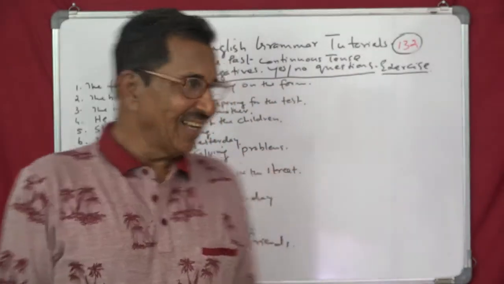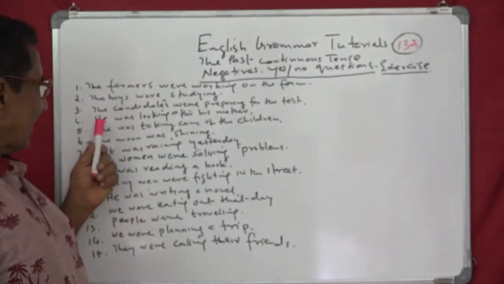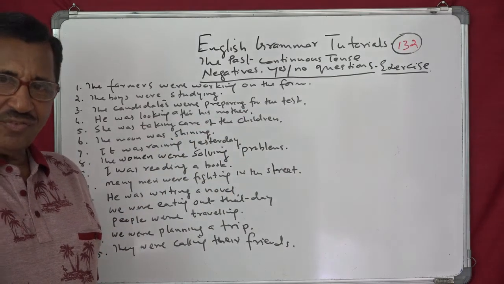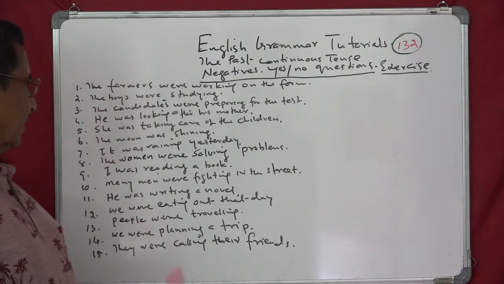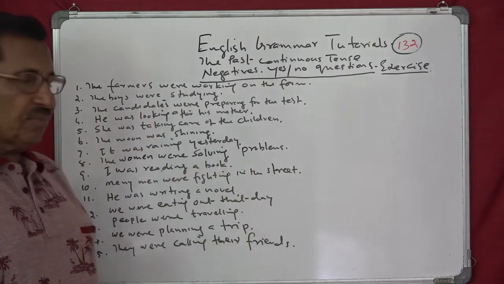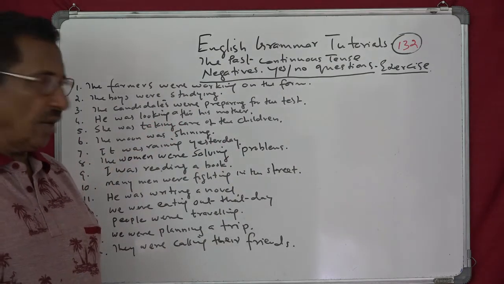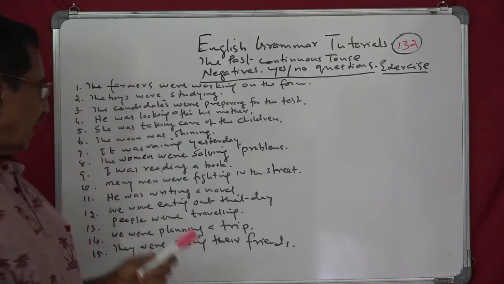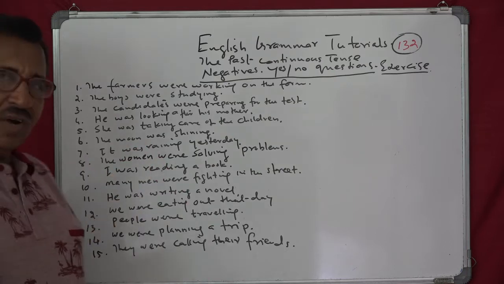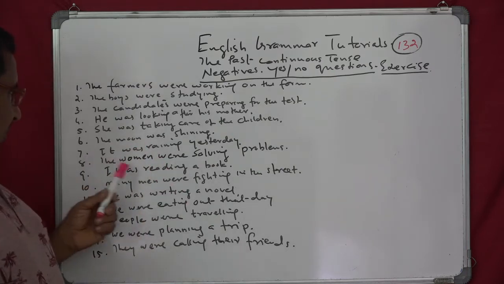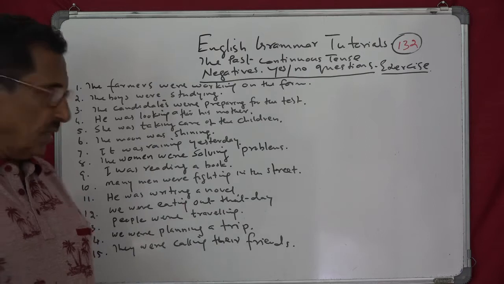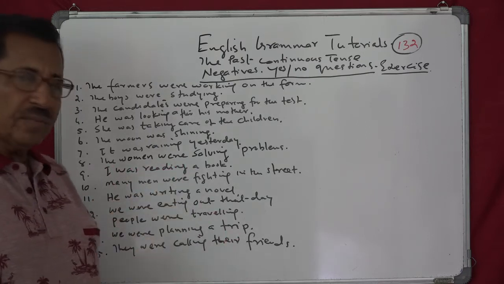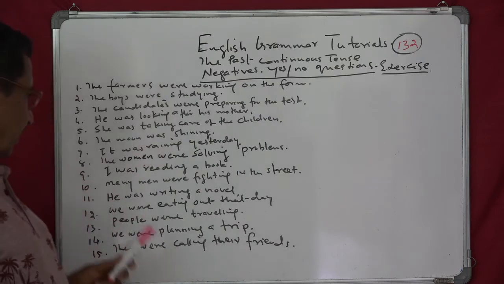Simple, isn't it? The third one is: the candidates were preparing for the test. The candidates weren't, or were not. He was looking after his mother, he wasn't looking after. She was taking care, she wasn't taking care. The moon was shining, wasn't shining. It was raining, it wasn't raining. The women were solving problems, weren't solving problems.